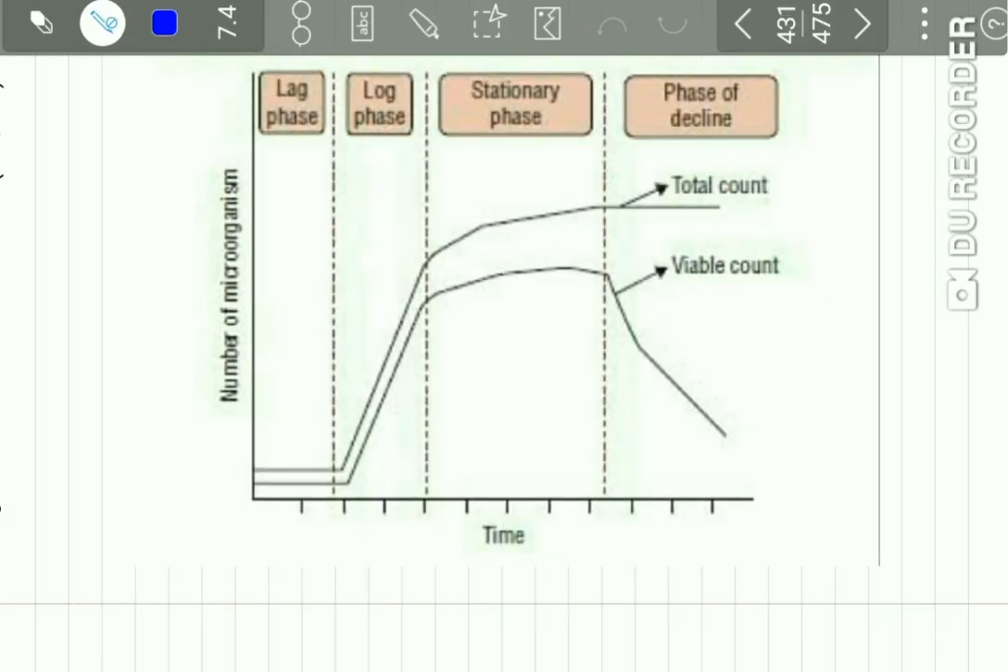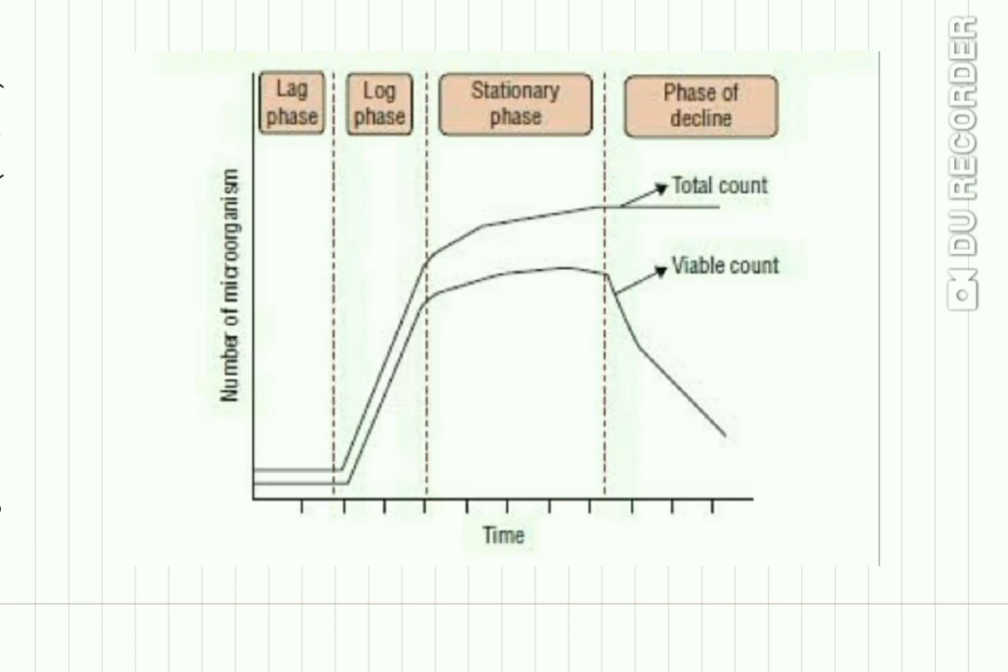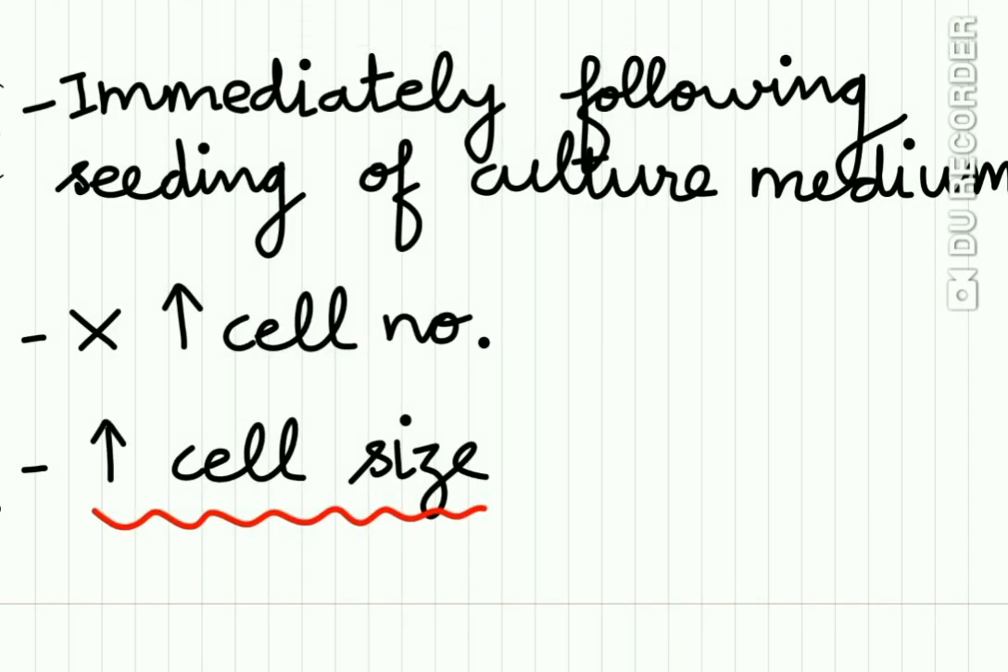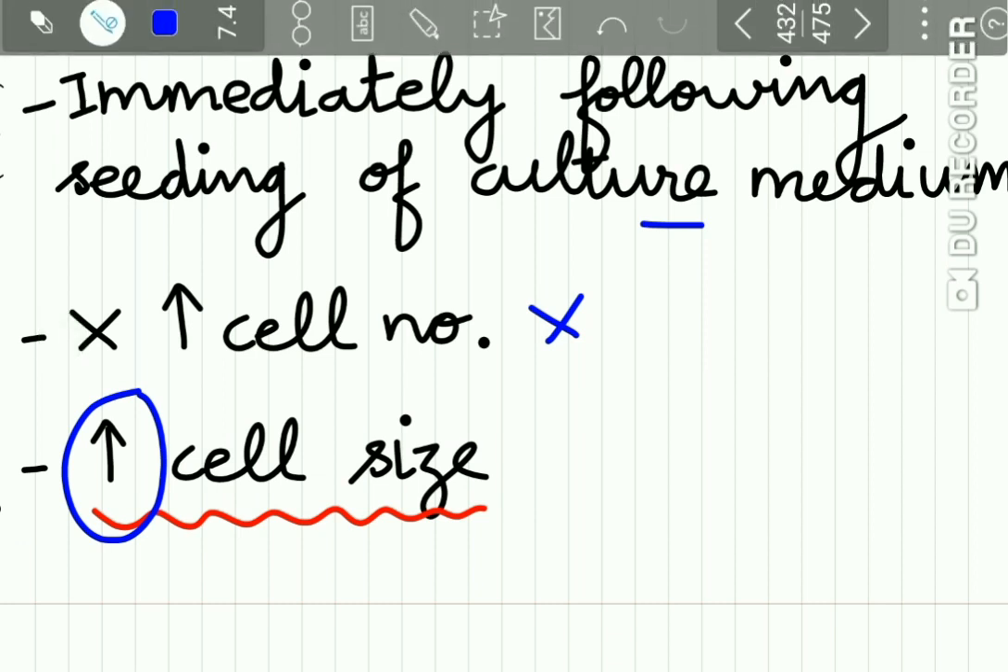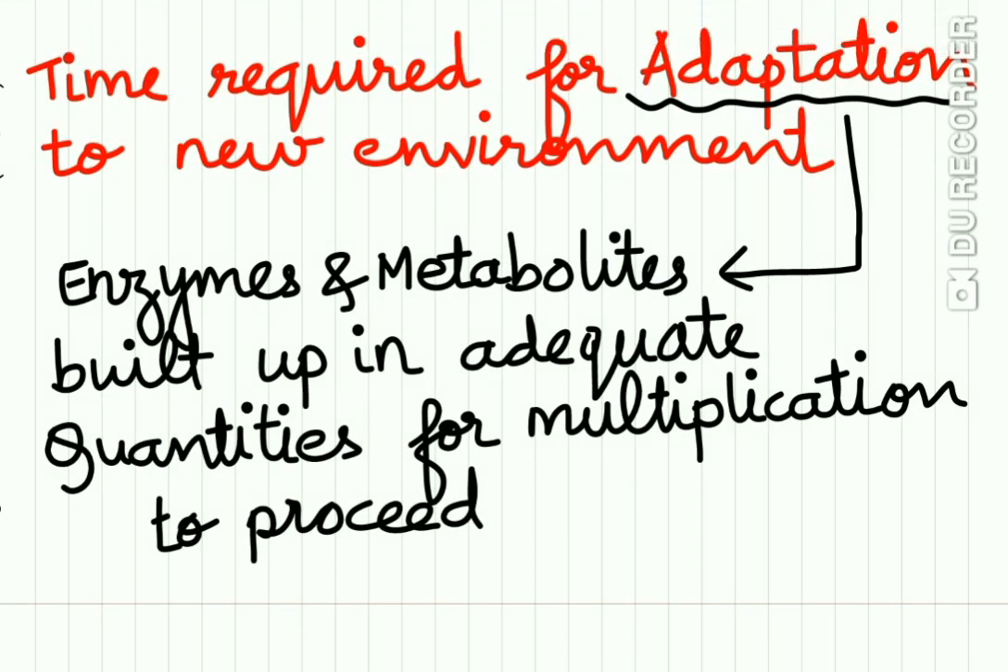First, the lag phase. The lag phase occurs immediately following the seeding of the culture medium. So this first phase is the lag phase. You can see here, this is the lag phase of the bacterial growth curve. It occurs immediately following the seeding of the culture medium. Now, in the lag phase, no appreciable increase in the cell number occurs, but there is a definite increase in the cell size.